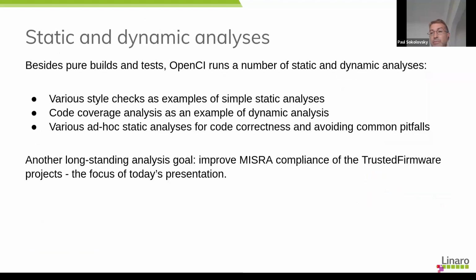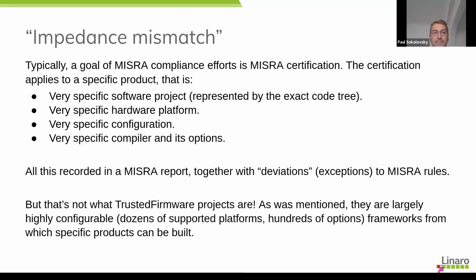So besides just building, a typical CI system just compiles the code and maybe tests on devices, but besides that, OpenCI also runs different static and dynamic analysis. Starting from simple things like just checking commit messages, maybe some more advanced analysis, for example, order of includes to confirm code conventions. And an example of dynamic analysis is code coverage. Yeah, and one analysis which we wanted to add for a long time is testing for MISRA compliance, and this presentation is of course dedicated to it.